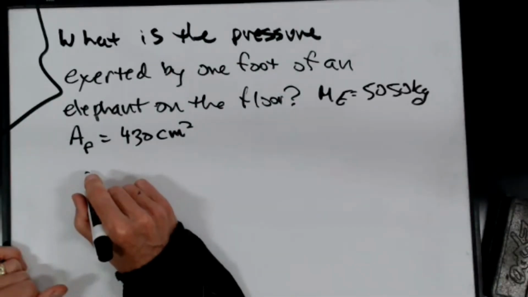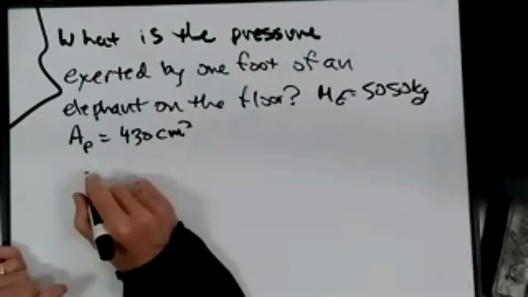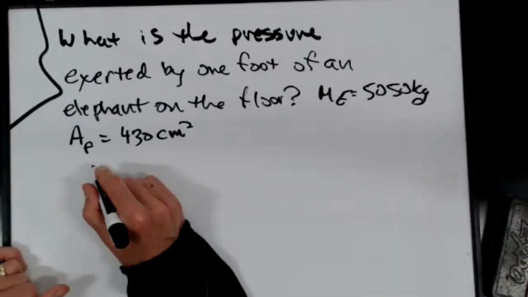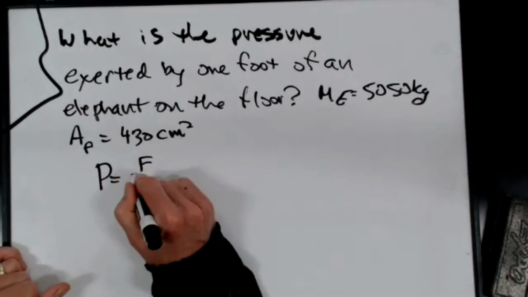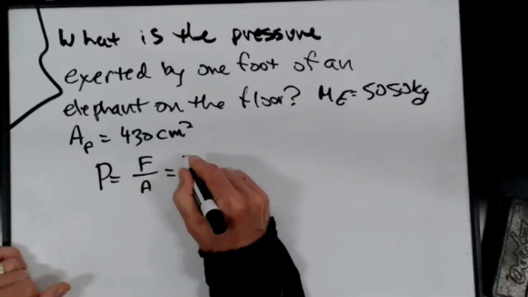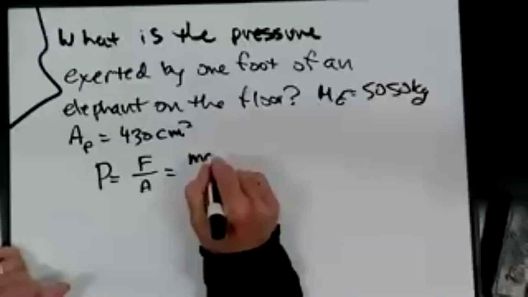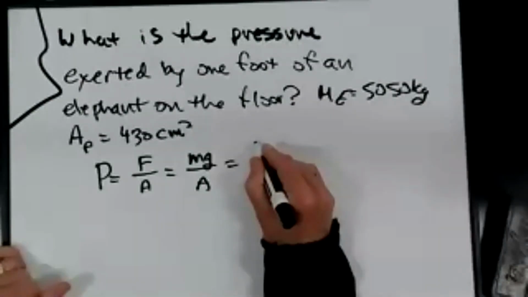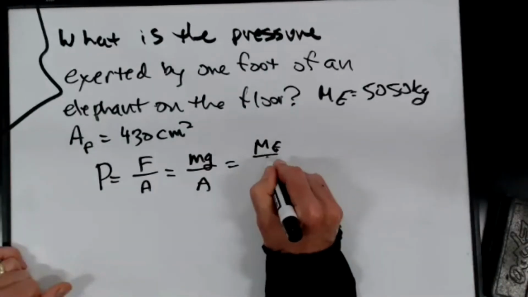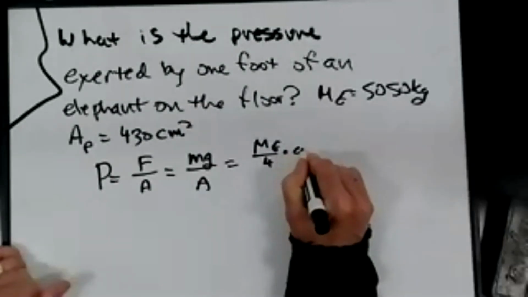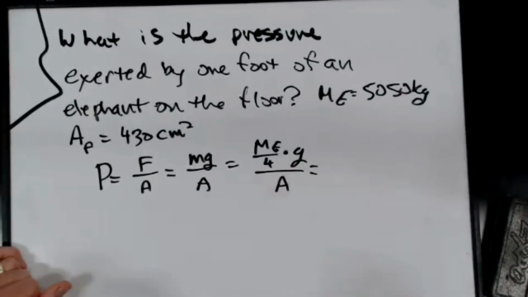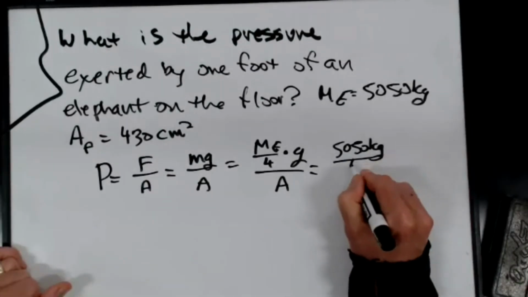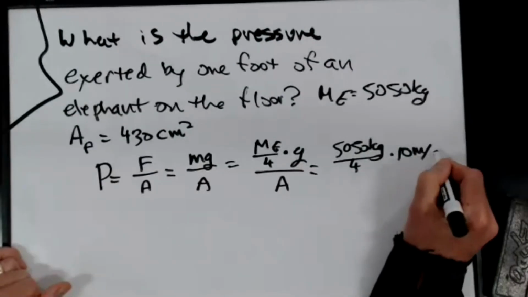Well, it's just the mass, or the weight is exerted through a certain area. Yep. Basically. Yep, that's right. And so the pressure is the force over the area. And the force in this case, just as you said, is the weight. And so it's mg over the area. And the only catch is we're asking about 1 foot. And so it's the mass of the elephant over 4, because it's the weight we're talking about, times gravity over the area. And so that's 5050 kilograms over 4 times 10 meters per second squared.